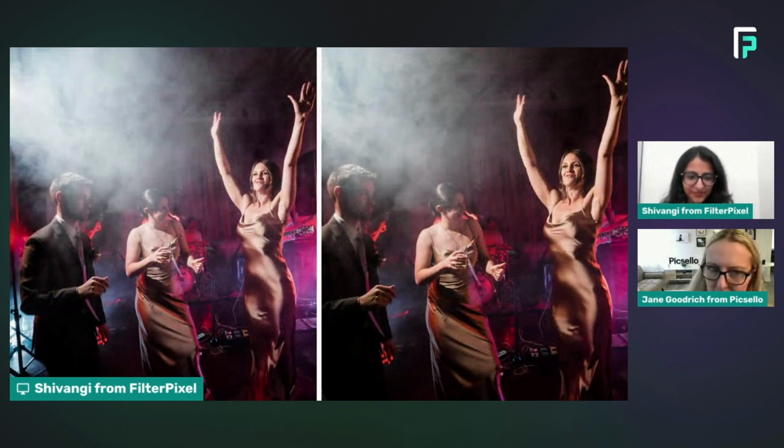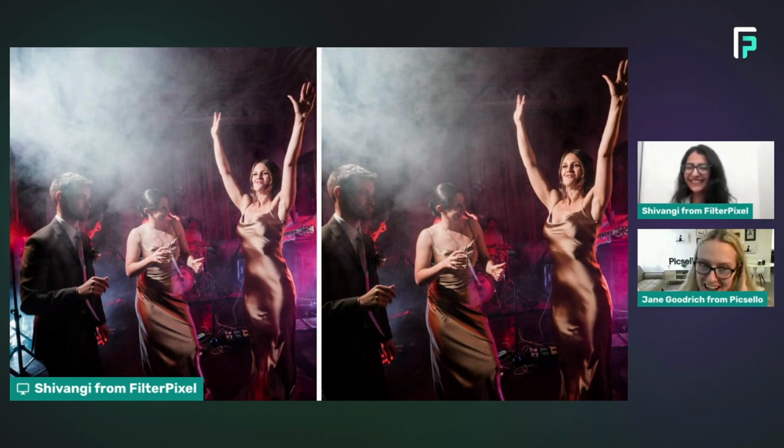Question: was this from the same photographer? Yeah, it is from the same photographer. So all the four photos, I'll have to check the third one, but all the four photos are by Dominique. He also has an expert profile on FilterPixel edits. So one of them is done by him himself.